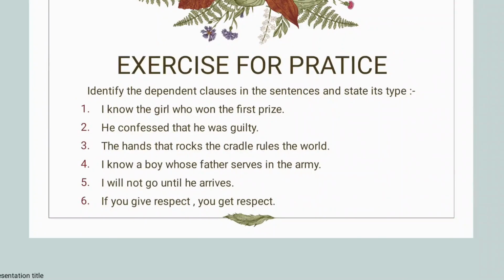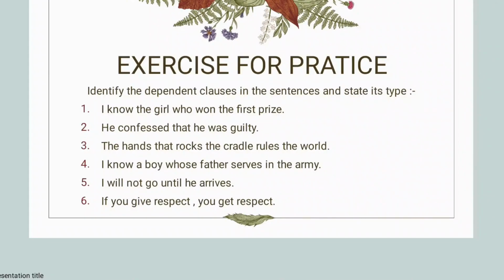Now we have come to the end of the video. Let us practice and identify the clauses in the sentence and tell the type, whether it's an adjective clause or adverb clause or a noun clause. So let us try. I know the girl who won the first prize.